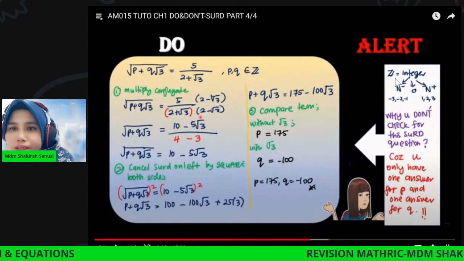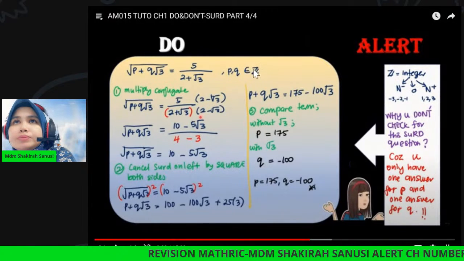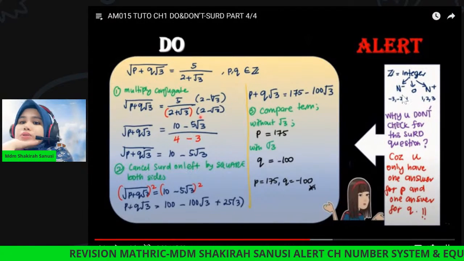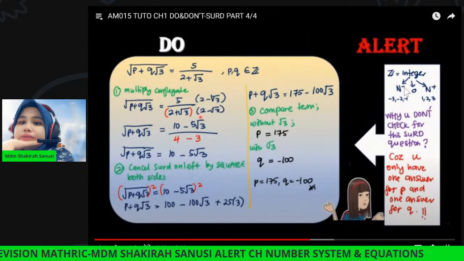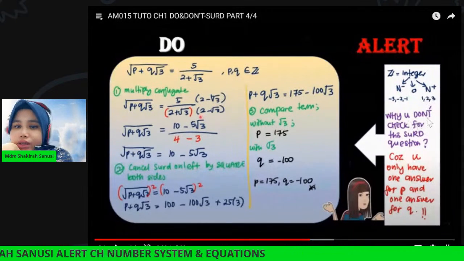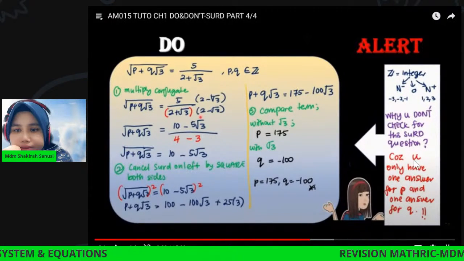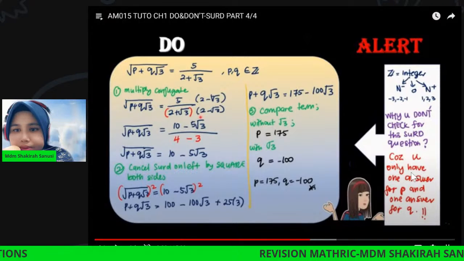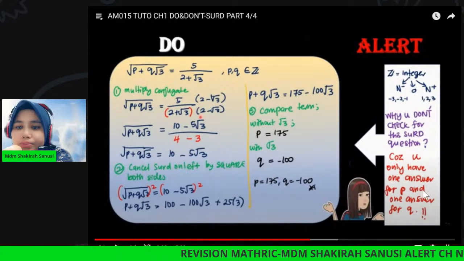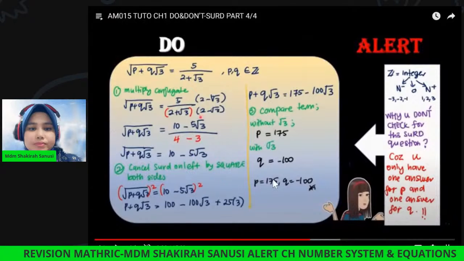Right, so kat sini solution dia adalah memulakan you compare term. Okay, apa yang kena alert kat sini? Integer. Okay, because the answer put specific integer. So integer we have negative natural number, 0 and positive natural number. Okay, why you don't check for this third question? Kenapa kita tak check? Sebab kita only have one answer for P and one answer for Q. That's why. Okay, alright.